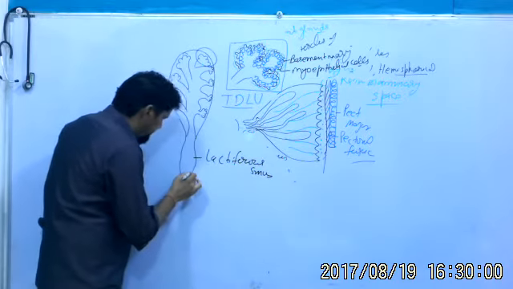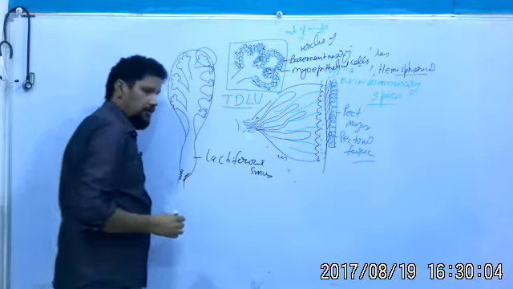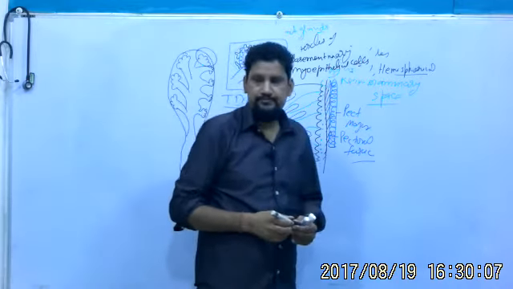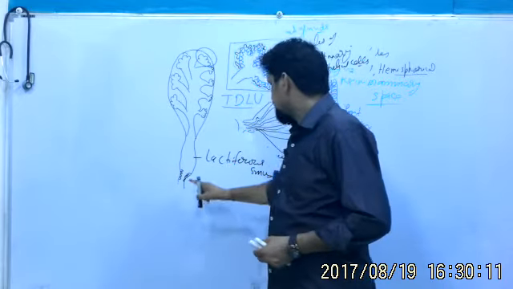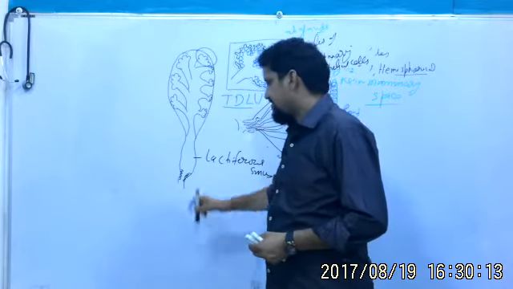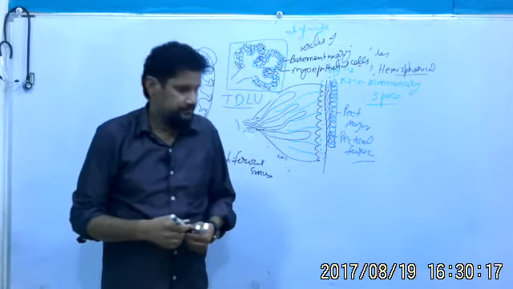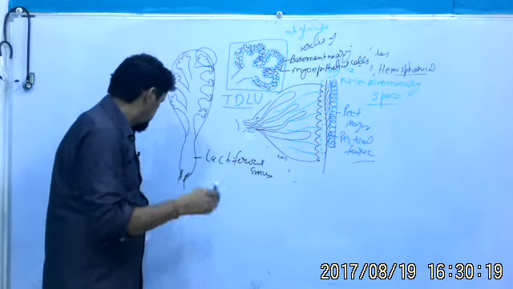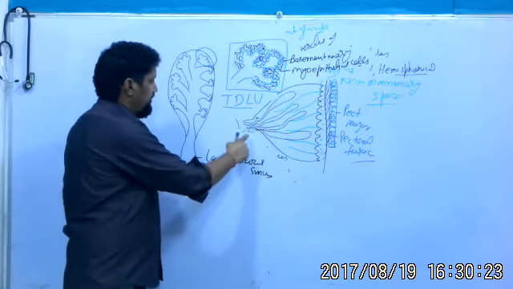And this part is the lactiferous duct, which is lined by stratified squamous keratinized epithelium, and then it will open in the nipple.